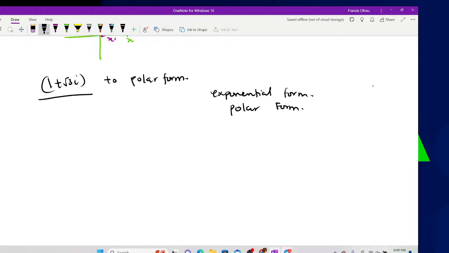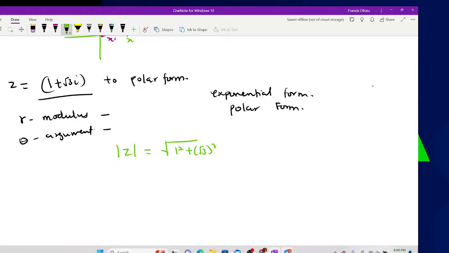To convert any linear form of a complex number to the polar form, the first thing we need is our r, that is the modulus. The second thing we need is theta, which is the argument. With these two parameters, we are good to go to find our polar form. So what's the modulus? Let's say this is z. The modulus of z is equal to the square root of 1 squared plus square root of 3 all squared. This will give me the square root of 1 plus 3, which is equal to the square root of 4, which is equal to 2.